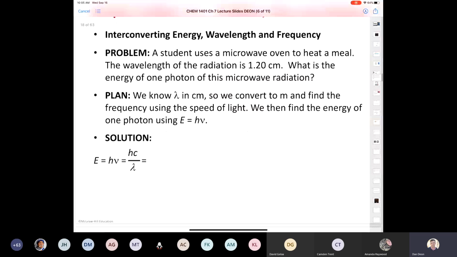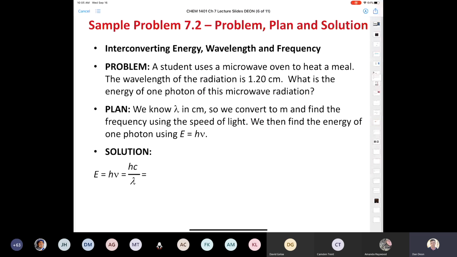It says here we're going to interconvert wavelength, energy, and frequency. A student uses a microwave oven to heat up a nice, delicious meal. The wavelength of the radiation is 1.20 centimeters. What is the energy of one photon of this microwave radiation? Remember, a photon is like a little packet of energy. We know the wavelength in centimeters, so we convert to meters to find the frequency using the speed of light. Then we find the energy of one photon.